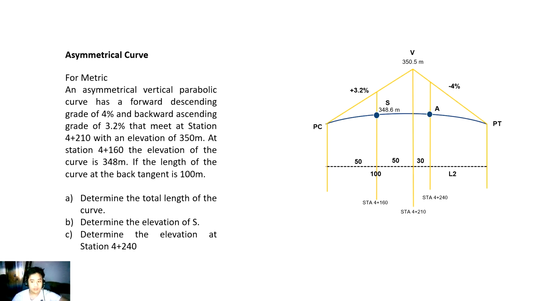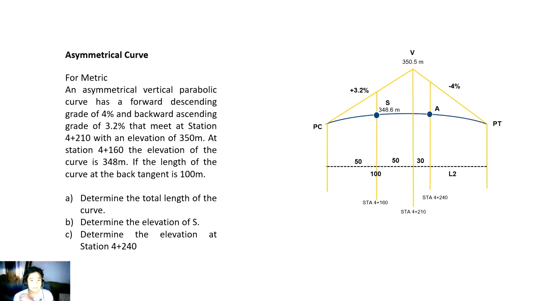Okay. So for our last topic, which is the asymmetrical curve, an asymmetrical vertical parabolic curve has a forward descending grade of 4% and backward ascending grade of 3.2% that meet at station 4 plus 210 with an elevation of 350 meters at station 4 plus 160. The elevation of the curve is 348 meters. If the length of the curve at the back tangent is 100 meters, determine the total length of the curve, determine the elevation of S, determine the elevation at station 4 plus 240.